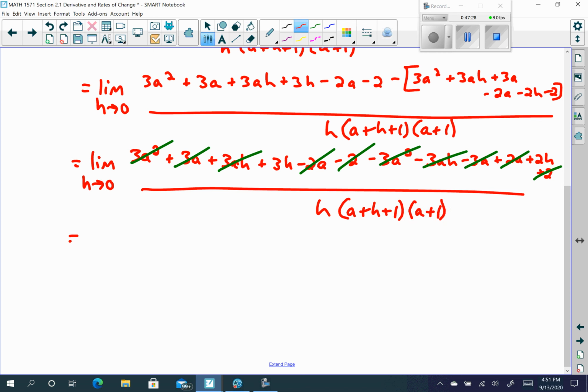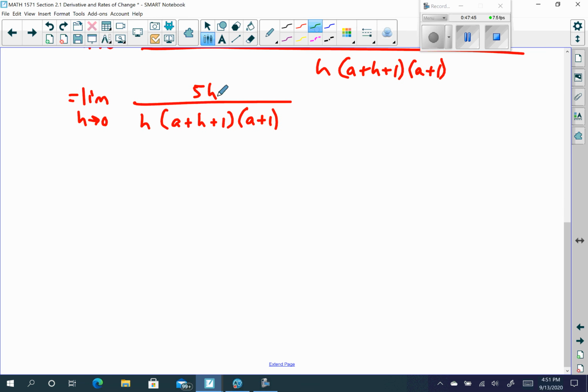All right, so what's left in the numerator now? I have a 3h plus a 2h, so that's nice and short. 5h over h times the quantity a plus h plus 1 times the quantity a plus 1. All right, so yes, now these h's divide out. I'm still left with the limit as h approaches 0 of 5 over the quantity a plus h plus 1 times the quantity a plus 1.